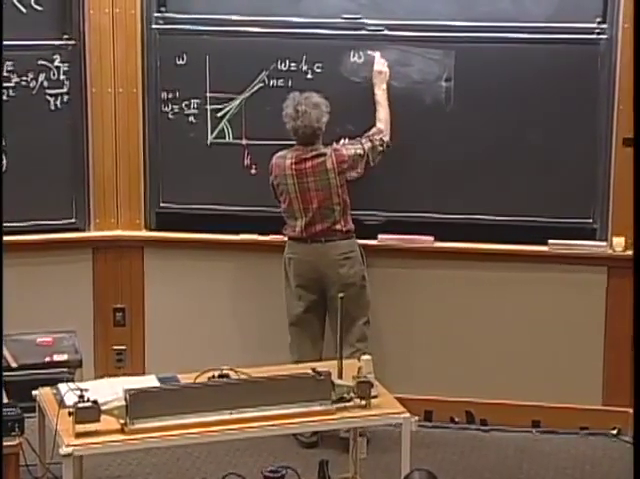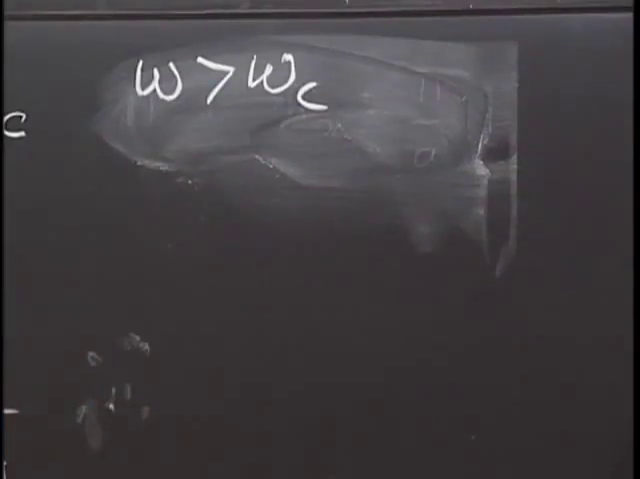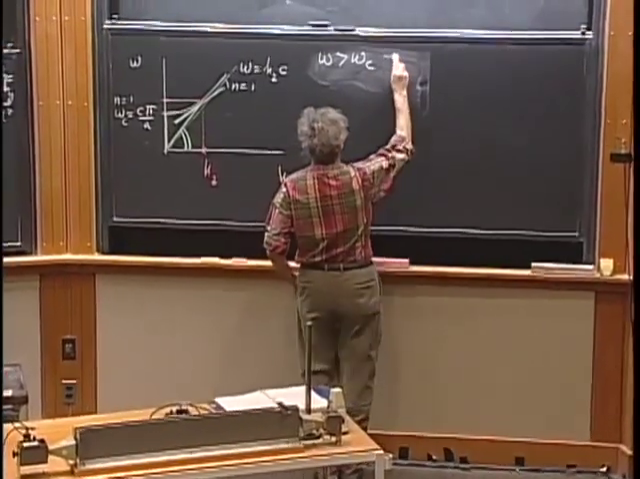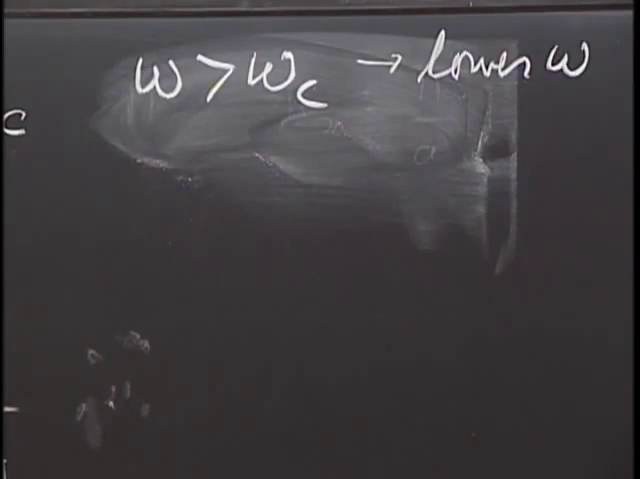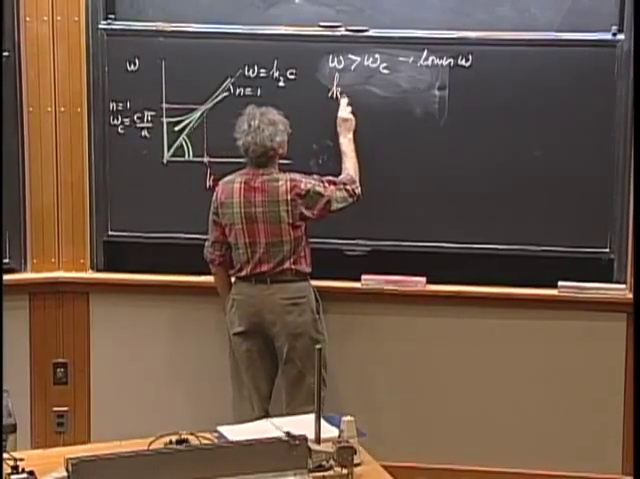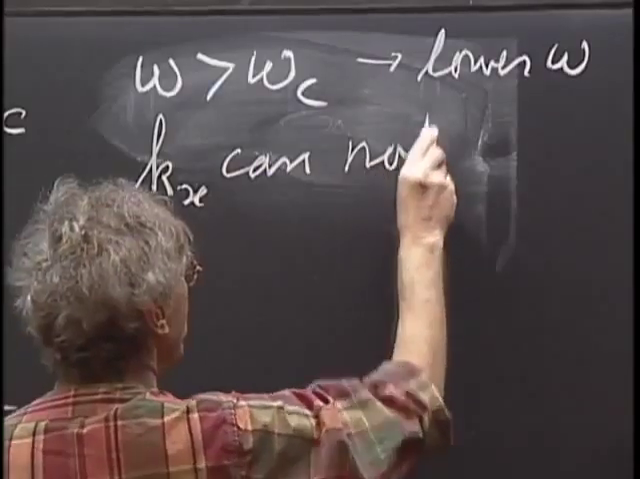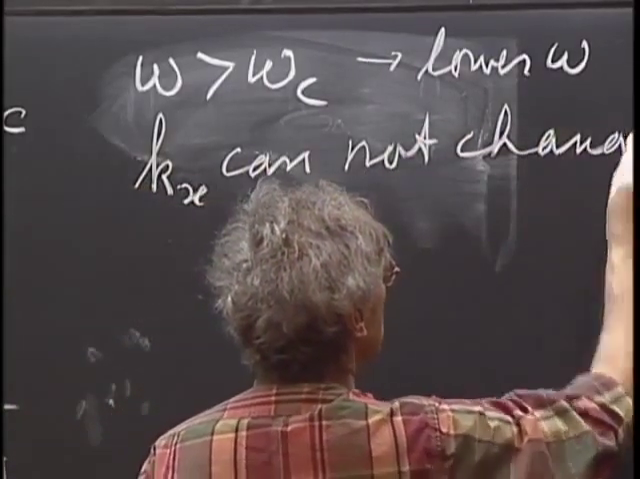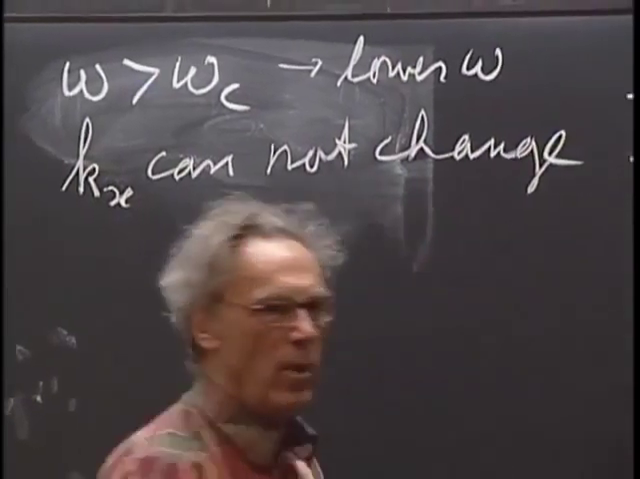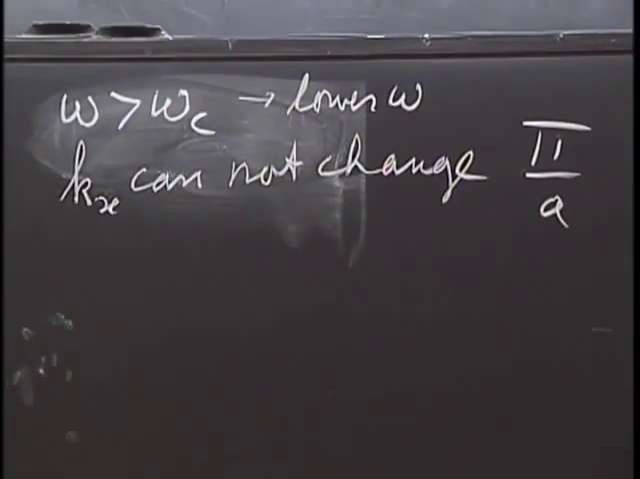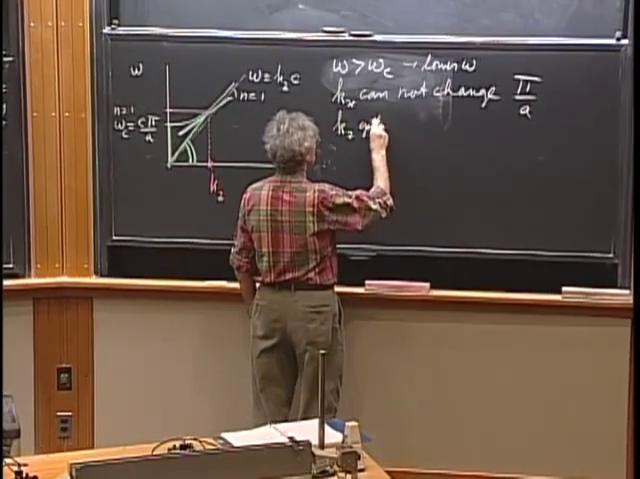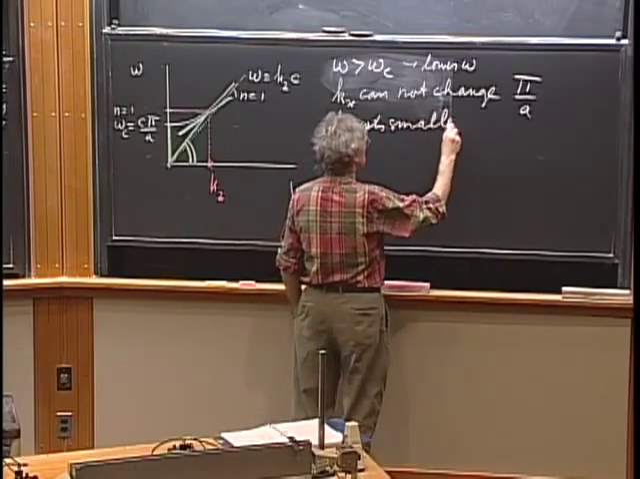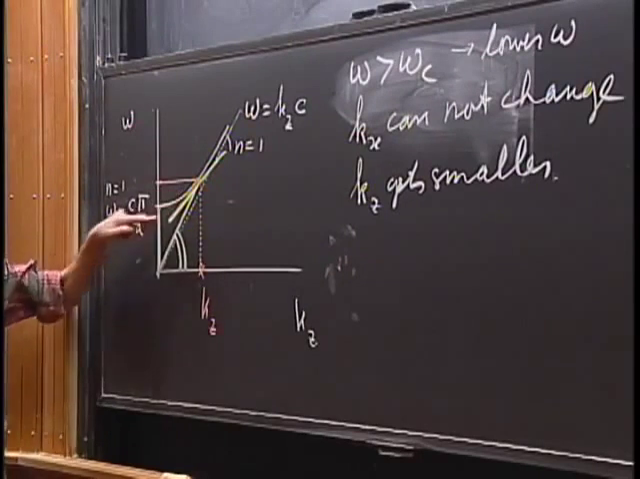So I start with omega, which is larger than omega c. That's how I start. It's a given. And now I'm going to lower omega. Well, when you lower omega, kx cannot change. It must remain pi over a, because it must meet the boundary conditions. Therefore, kz gets smaller. You're going down this line, and the kz gets smaller.